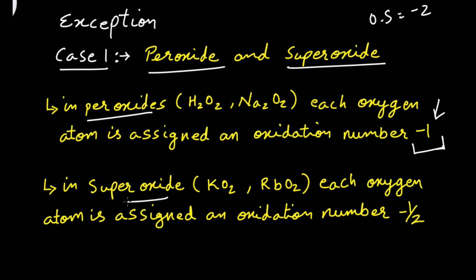In case of superoxide, examples are KO2, RbO2, rubidium superoxide. Each oxygen atom is assigned an oxidation number of -1/2. Now this is also a different thing. Oxidation number in fraction. In this case, the oxidation number of oxygen is in fraction. This is known as paradox. We will talk about it in the coming videos, right? But for now, just remember the rules. In case of peroxide, oxygen will show -1 oxidation state. In case of superoxide, oxygen will show -1/2 oxidation state, right?